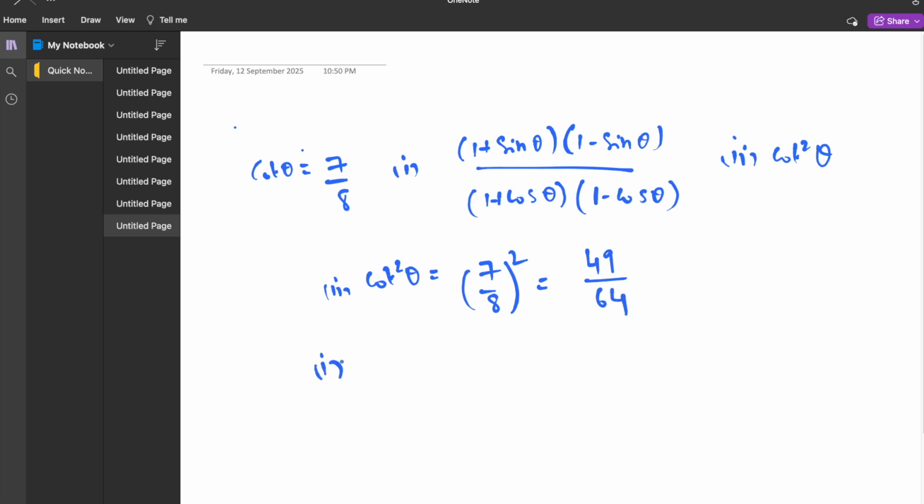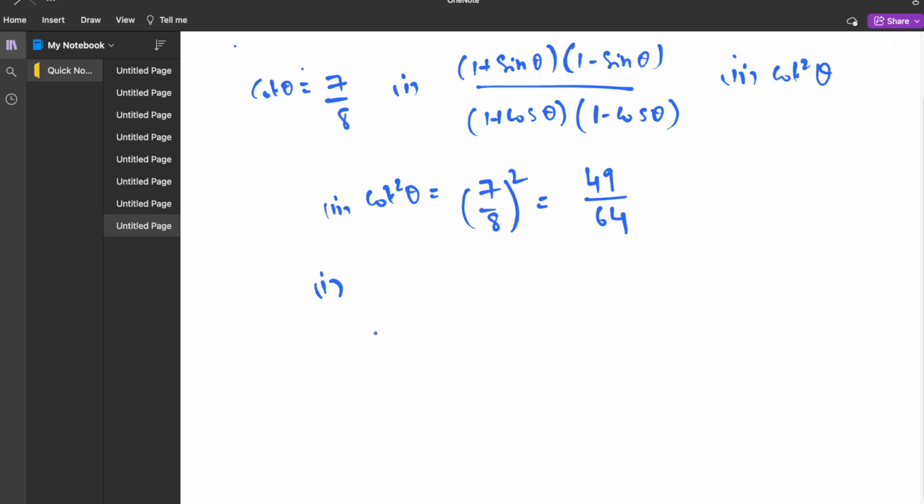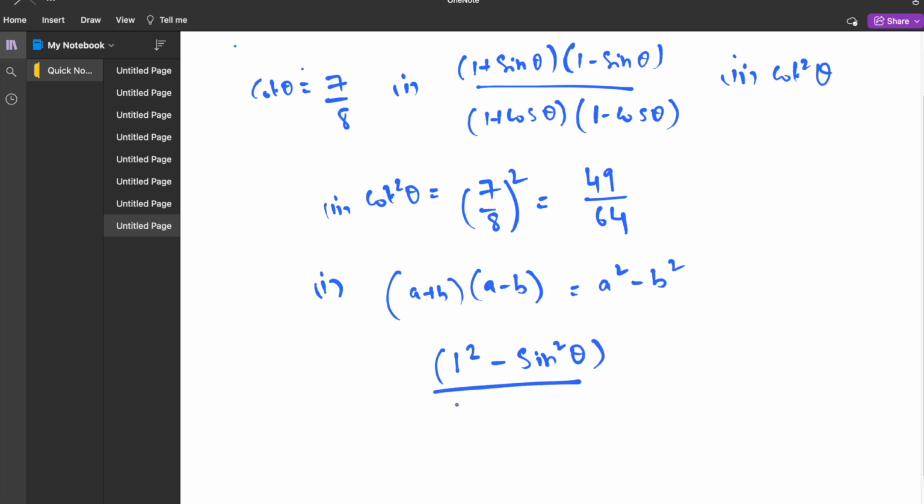So let's solve the first one, that is (1 plus sine theta)(1 minus sine theta). We can do this by two methods. Let's do it in a simple method. This is of the form (a plus b)(a minus b), and the formula is a square minus b square. So multiplying gives 1 square minus sine square theta, divided by (1 plus cos theta)(1 minus cos theta), which by the same formula is 1 square minus cos square theta.